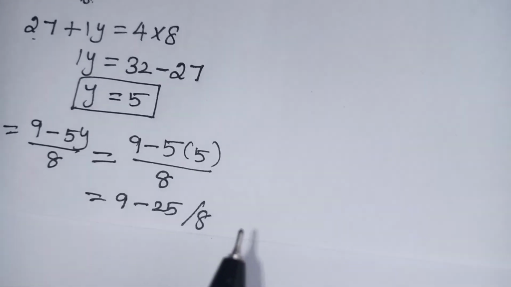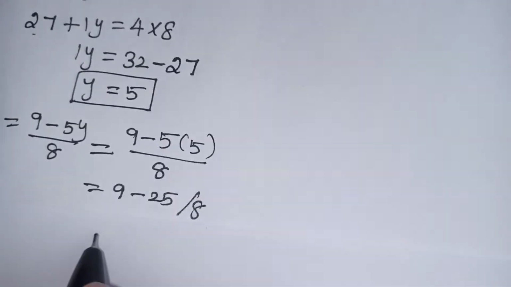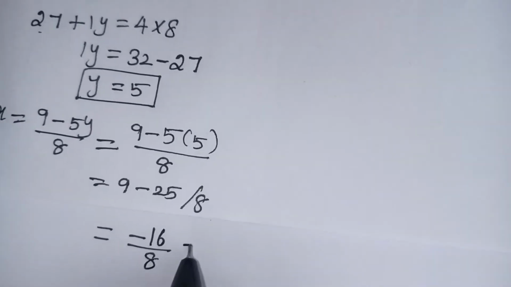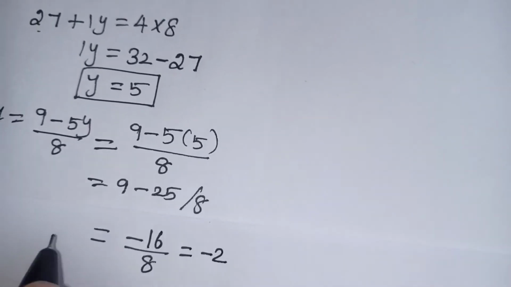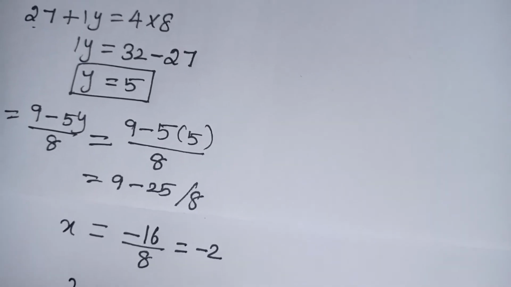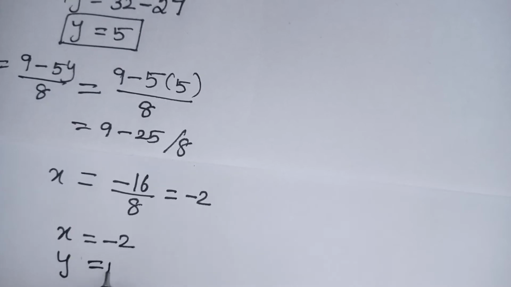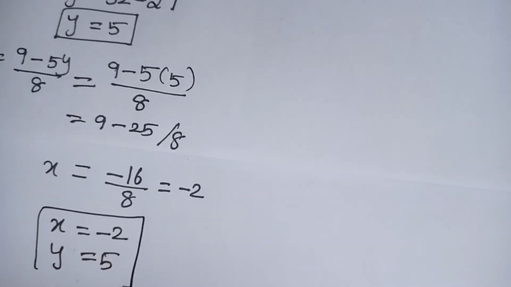So here we are getting (9 minus 25) by 8. 9 minus 25 will give you minus 16 by 8. Minus 16 by 8 is minus 2. So x value is minus 2. So what is the solution we are getting finally? x is equal to minus 2 and y is equal to 5. This is the solution by the substitution method.